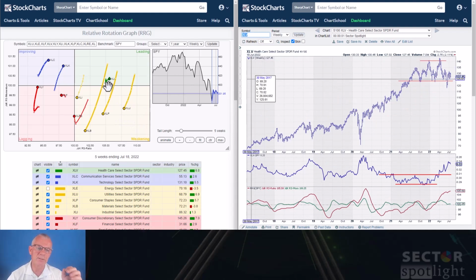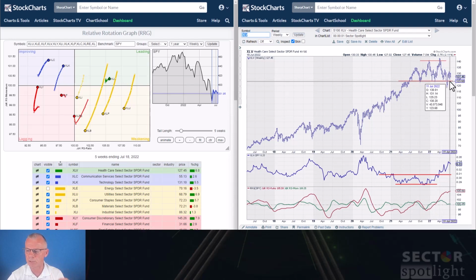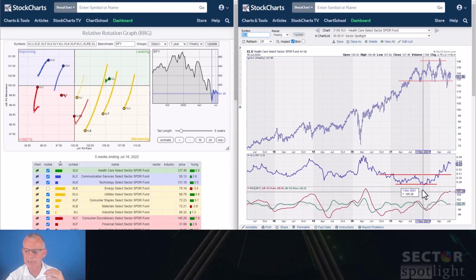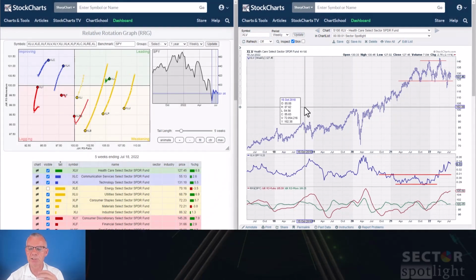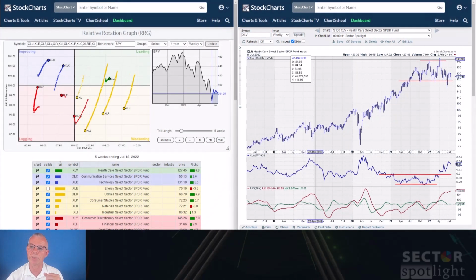Healthcare, the only sector inside the leading quadrant, still holding up very well above that horizontal support level. The relative strength is still holding up well. That's the only defensive sector that is still very, very strong. So in terms of defense, healthcare is actually the strongest sector at the moment.